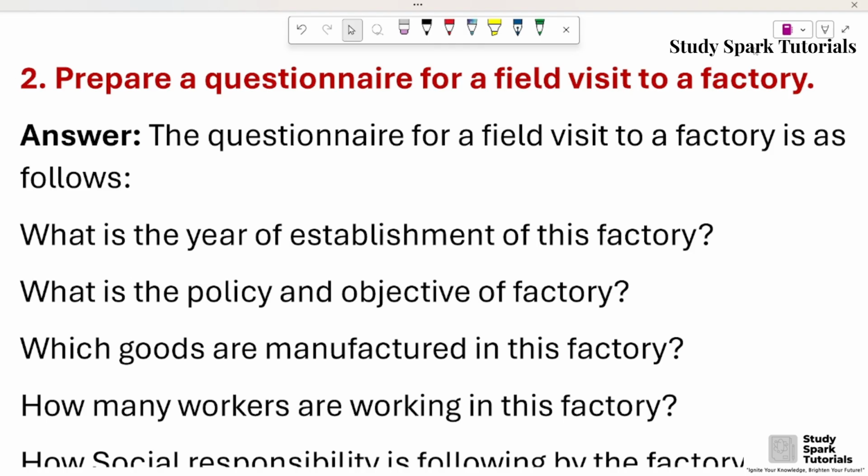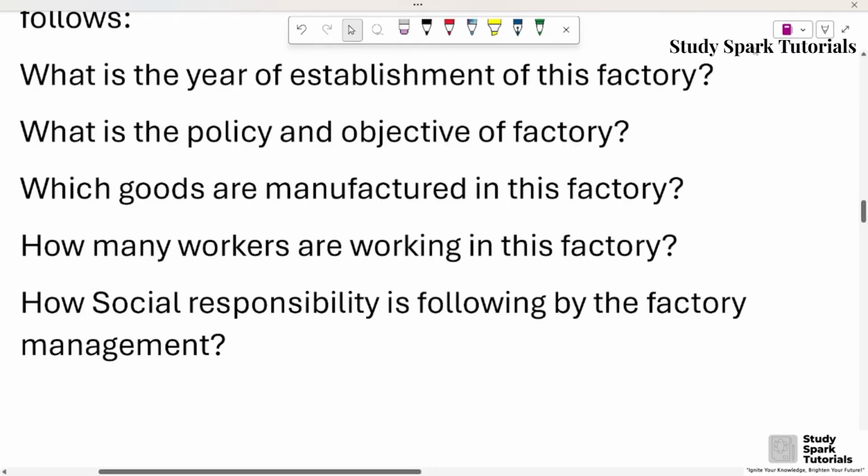First question is, what is the year of establishment of this factory? What is the policy and objective of the factory? Which goods are manufactured in this factory? How many workers are working in this factory? How is social responsibility followed by the factory management?